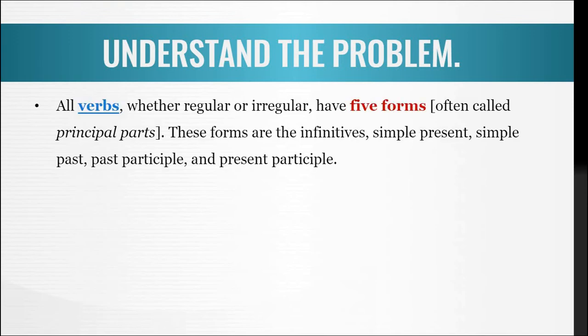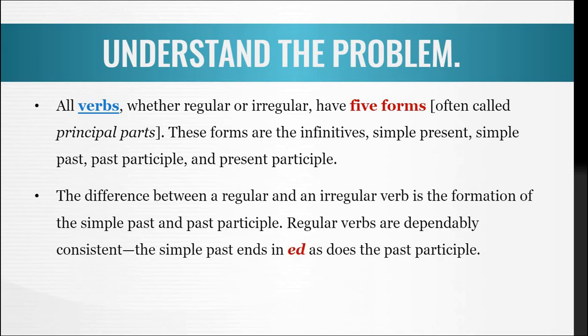First of all, there is the question of what basically a verb is and what the different forms of the verb are. So generally we're talking about this. All verbs, whether regular or irregular, have five forms, often called principal parts. Basically, every verb has five principal parts, which are the infinitive, the simple present, simple past, past participle, and present participle. These are the five basic forms of a verb.